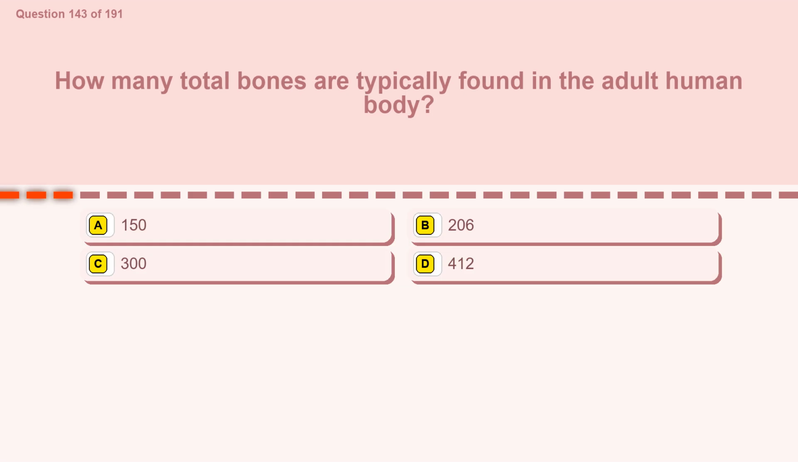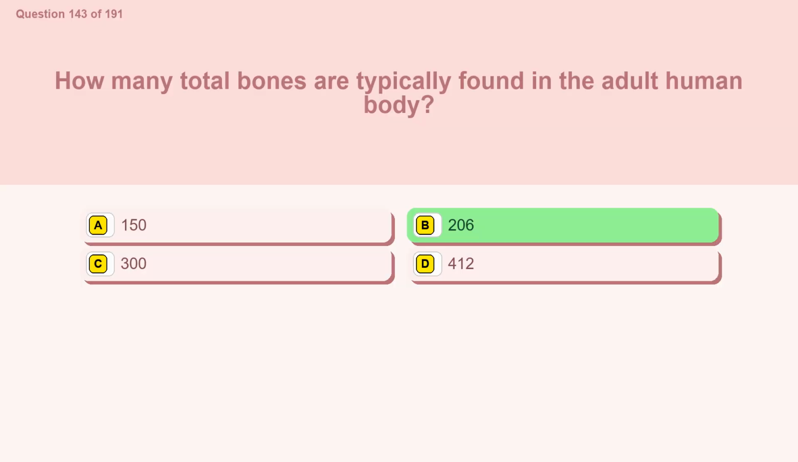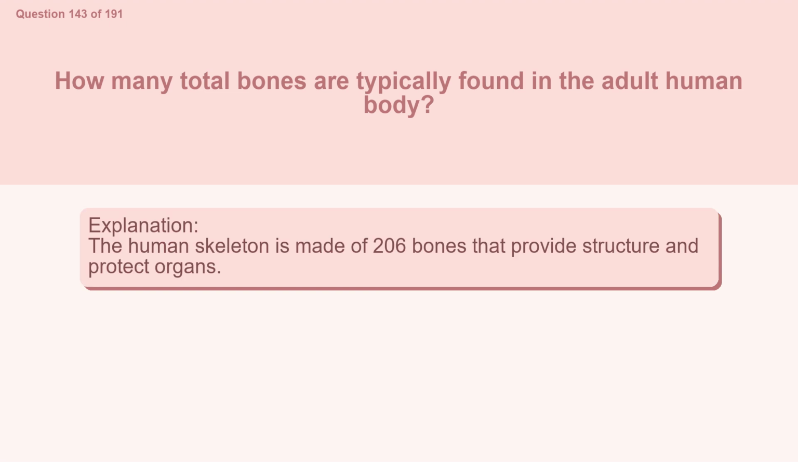Question 143. How many total bones are typically found in the adult human body? Option A, 150. Option B, 206. Option C, 300. Option D, 412. The correct answer is option B, 206. The human skeleton is made of 206 bones that provide structure and protect organs.